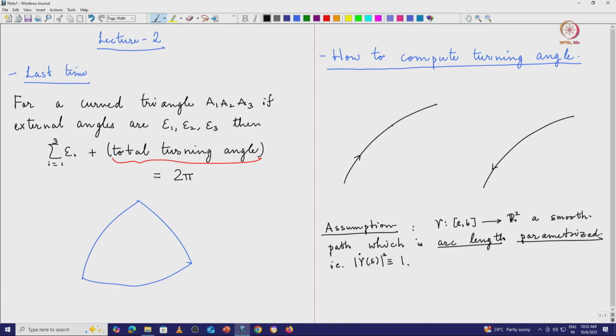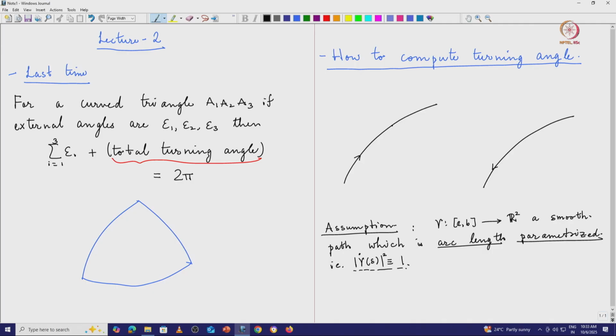Whatever I am going to do today, all the formulae that I write down have analogous formulae for curves that are not arc length parametrized, but they are a bit more complicated to write down. So to simplify matters, I am always going to parametrize my curve by arc length. Given any smooth curve, this is an exercise that one comes across in multivariable calculus, one can always reparametrize that curve so that it has unit speed.